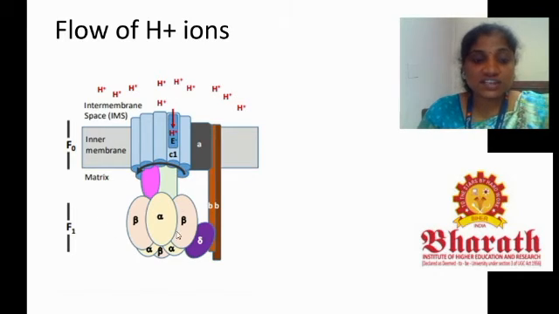This diagram represents the flow of H+ ions into the C subunits. This is the inner membrane, this is the matrix, and this is the intermembrane space. Through the C1 subunit, the H+ ions will be flowing. Once the H+ ions enter through C1, there will be a conformational change, and this allows the rotation of the F0 domain.